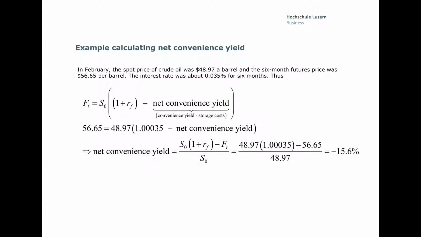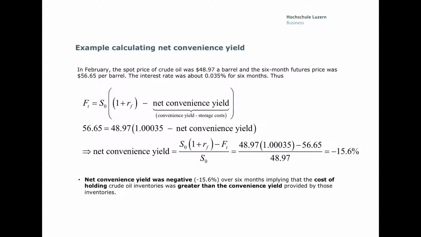Suppose that in February the spot price of crude oil was $48.97 a barrel, and the 6-month futures price is $56.65 per barrel. The interest rate was about 0.035% for 6 months. Substituting these numbers into the pricing formula allows us to solve for net convenience yield. Based on the given numbers, a net convenience yield of minus 15.6% results.